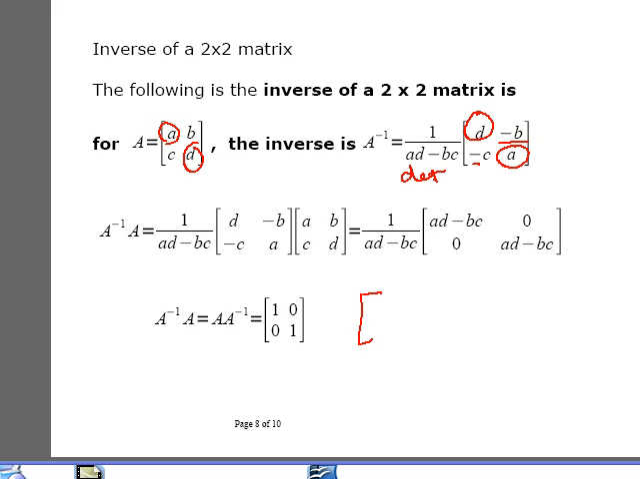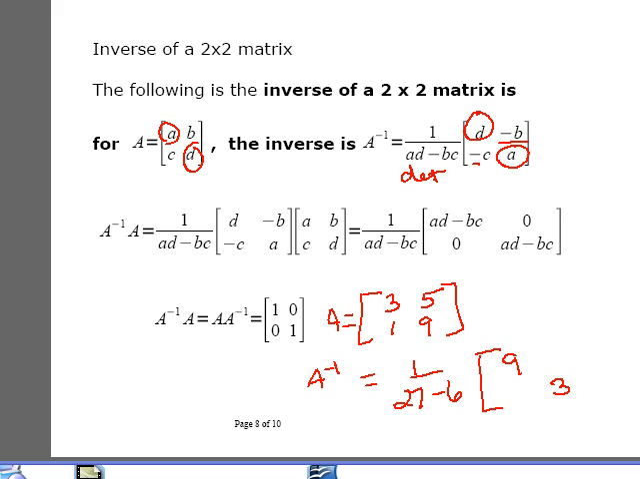So if I have a matrix like this, 3, 5, 1, and say 9, and that's my matrix A, I can easily compute its inverse. It's going to be 1 over the determinant. The determinant will be 27 minus 6. Remember, I multiply the 3 times 9, subtracting the other multiplication. And then for the matrix, that's a scalar. For the matrix itself, I will have to switch the order on the diagonal, so I get a 9 here and a 3 here. The off-diagonal terms just change sign. And now I've constructed the inverse.